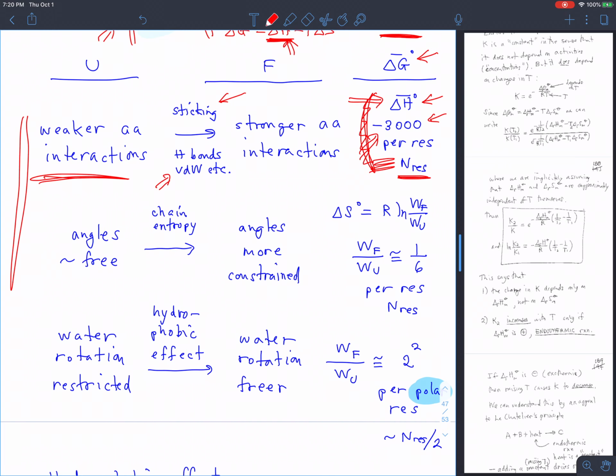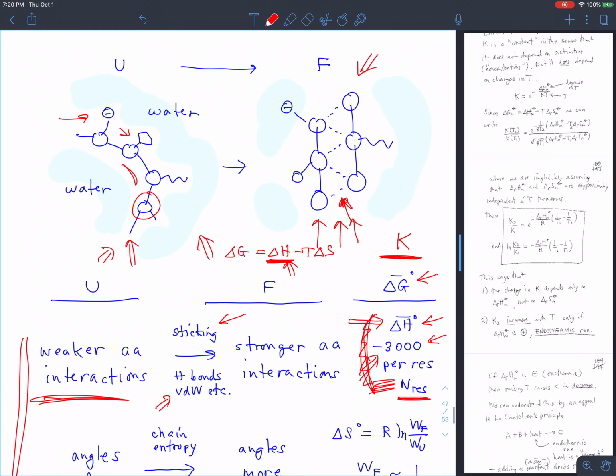In other words, what we're really saying here is that when it folds up, there are some favorable sticking interactions. The protein likes to stick to itself. It prefers to stick to itself rather than stick to water. Notice that what this change really represents isn't just the amount by which this amino acid sticks to that amino acid.